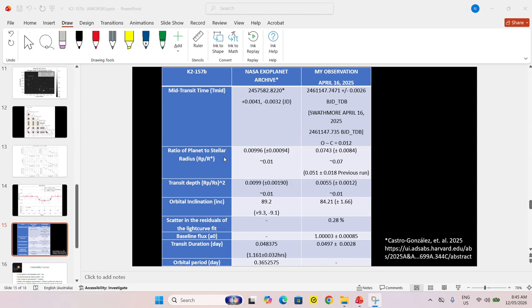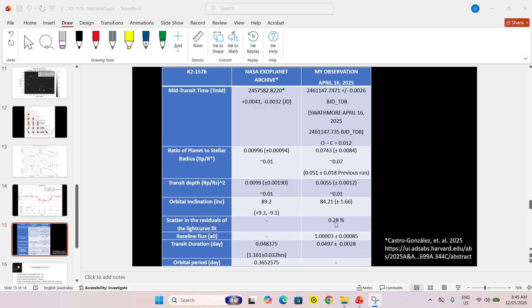The ratio of the planet to the stellar radius is reported to be approximately 0.01. My figure was higher at 0.07. However, on a previous run, I achieved a figure of 0.051. My transit depth was pretty comparable to two decimal places. It was the same. The orbital inclination was 89.2, and my orbital inclination was 84.21.